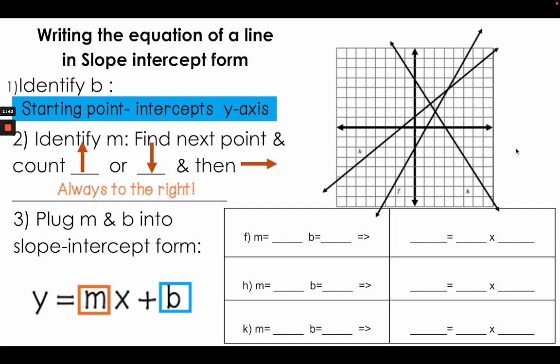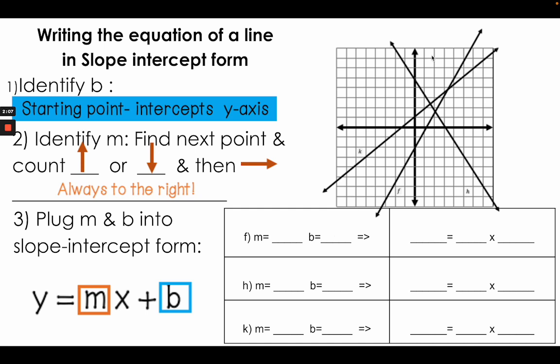Okay, let's take a look at this graph here. And in this graph, you can see there are 3 different lines. When we have a graph with more than one line, every line will be marked differently. And as you can see, this line is marked as K, this line is marked as F, and this line is marked as H. Let's get started on line F, and let's identify the B.